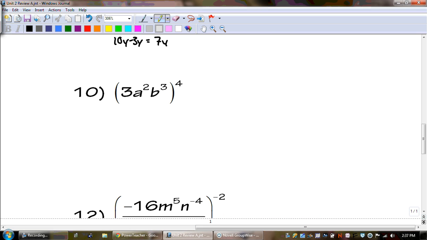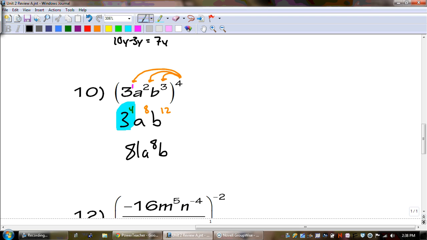All right, number 10. So I always check to see if I can simplify everything, and since I can't, I'm going to distribute the 4 to everything. And remember, if there's not an exponent there, there's a 1. And we're going to be multiplying. So 4 times 1 is 4, 2 times 4 is 8, and 4 times 3 is 12. The only thing we need to simplify is the 3 to the 4th, which we've done a couple times. That's 81, a to the 8th, b to the 12th.